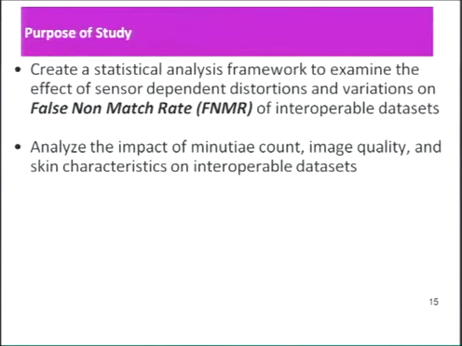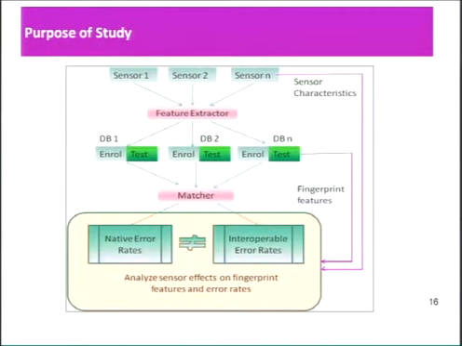And the second purpose was to analyze the impact of minutia count, image quality, and skin characteristics on the performance of these interoperable datasets. Like I discussed at the beginning, image quality has an impact on performance. So these different fingerprints that are collected from different sensors might not be similar in image quality. So what kind of an effect does this have on the final performance of the dataset?